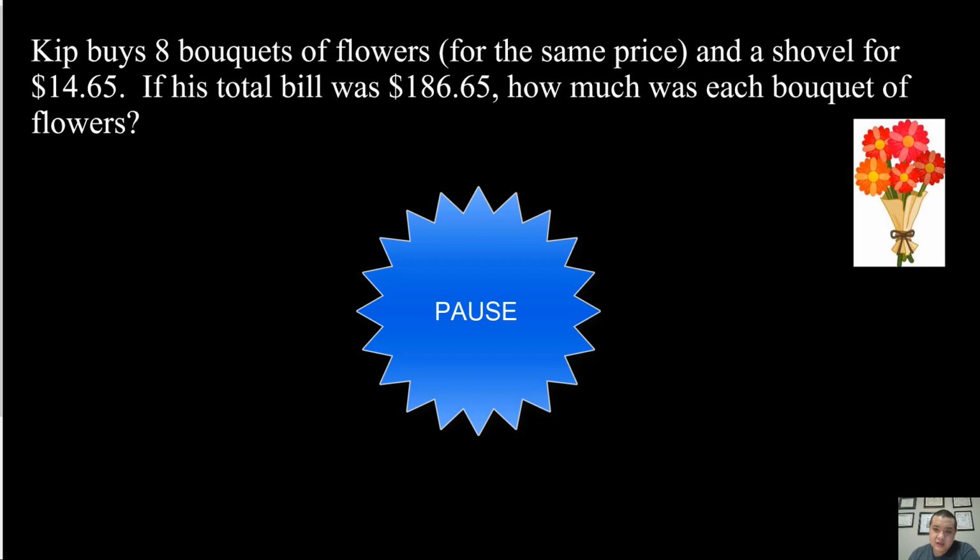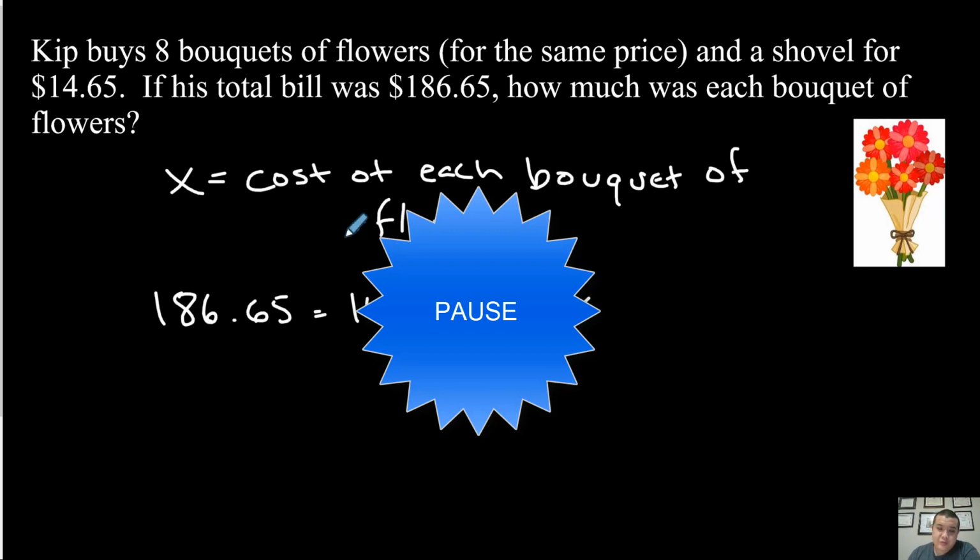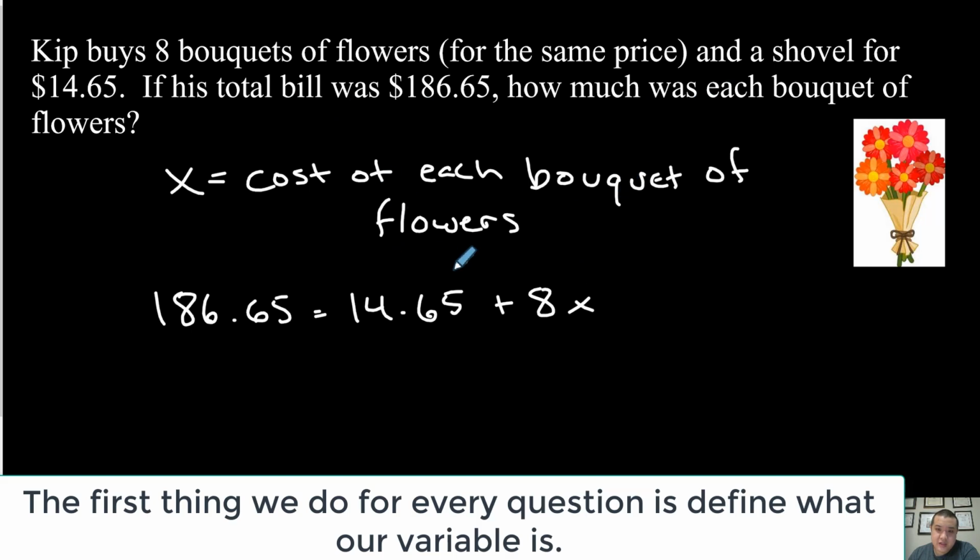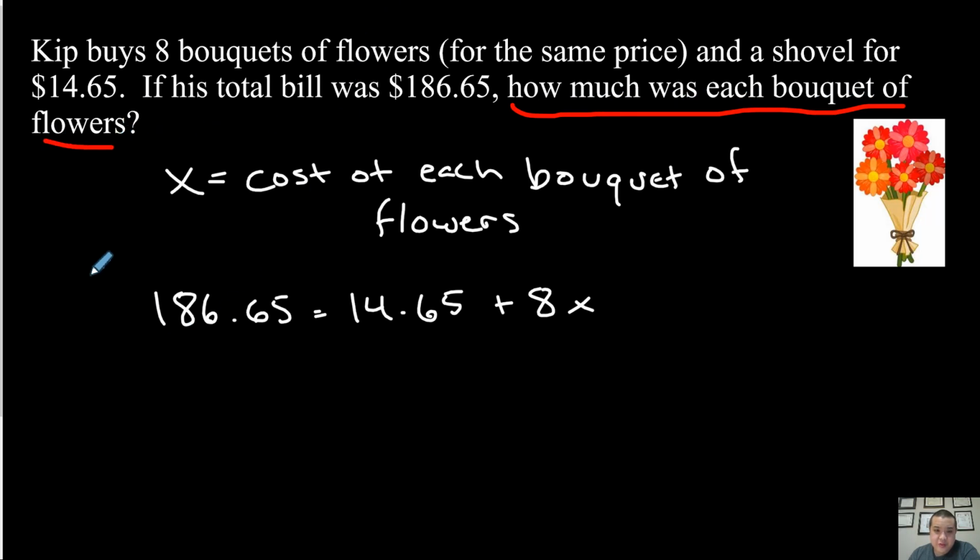Go ahead and try this question out on your own. What you should have set up was that x equals the cost of each bouquet of flowers, because that is what we are looking for. Then you should have set up the total cost, which comes from the money spent on the shovel and the money spent on the bouquets of flowers, which is 8 times x, because he bought 8 bouquets and each one costs x dollars. So now we're going to solve for x. We're going to subtract 14.65 from both sides.